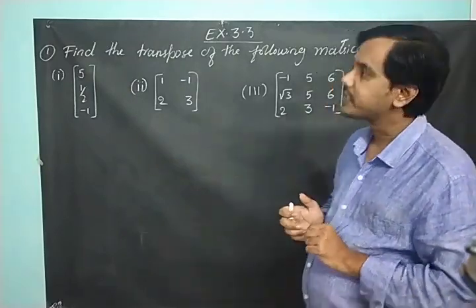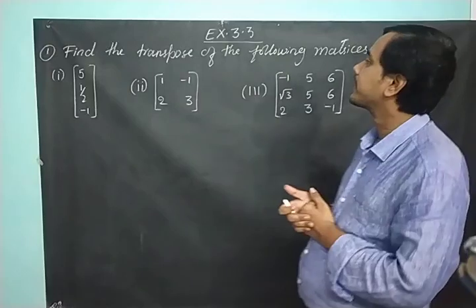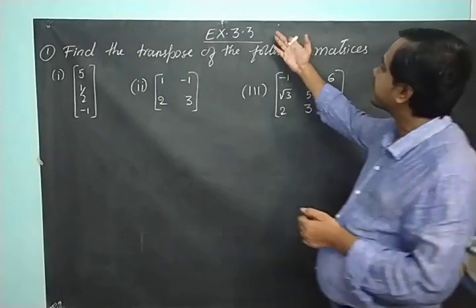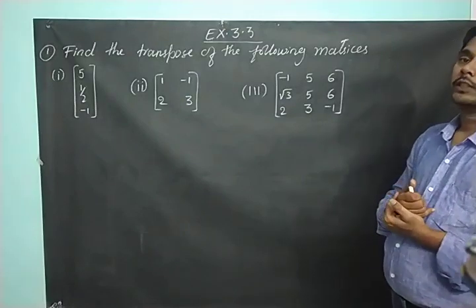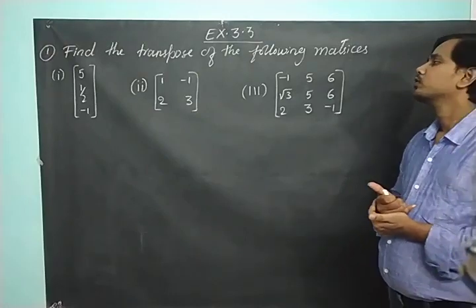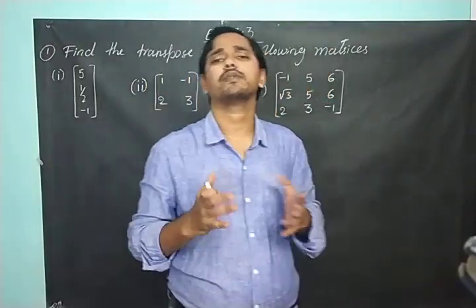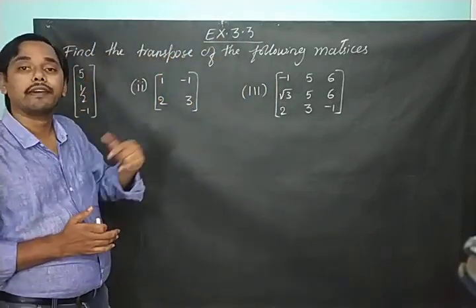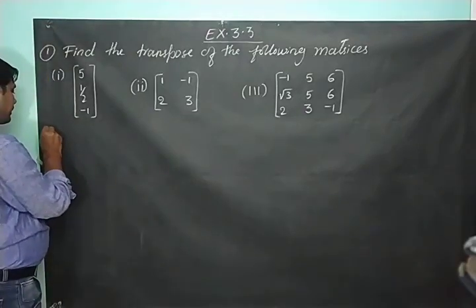According to your syllabus, we need to start with exercise 3.3, according to NCERT 12th syllabus. In exercise 3.3, the first problem is: find the transpose of the following matrices. They have given 3 matrices. You already know how to find the transpose. We have solved n number of problems, but still we will go through this one so that we will not have any doubt. Let us see what that is.